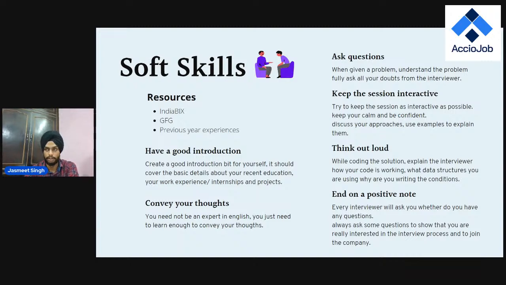Before moving to the code, you should elaborate. Okay, so I'm thinking this: I will be using two pointers. One will move slow, one will move fast. The fast one will move at twice the speed of slow. That way I will be able to reach the middle element when my fast pointer reaches the end. That's how you describe your approach.